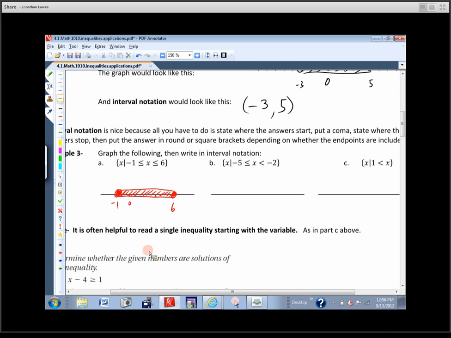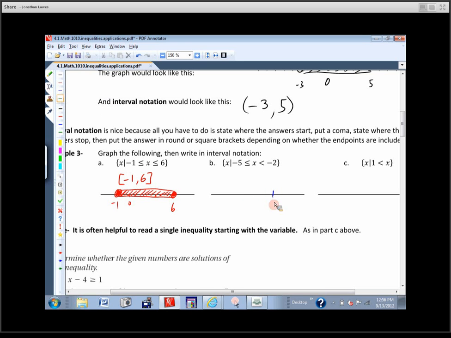That's what the graph would look like. If we write down the answer in interval notation, again, you just write down where do we start getting answers, comma, where do we stop getting answers. So on this one right here, we start at -1, comma, stop at 6, round or square around the -1? Square, and what about the 6? Square there also. Okay? Let's look at the next one.